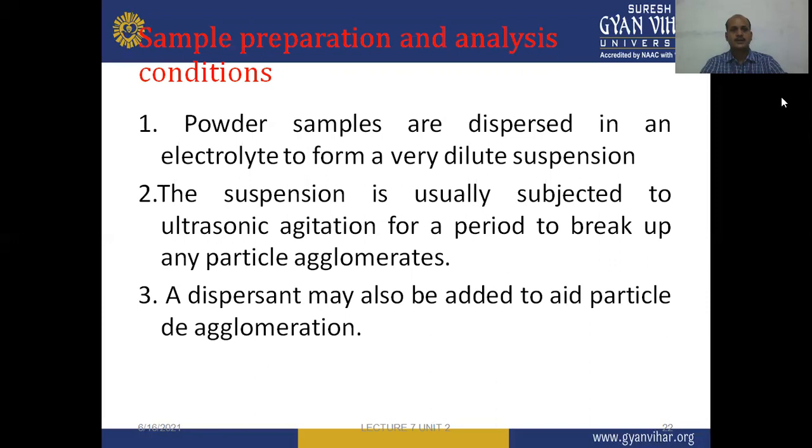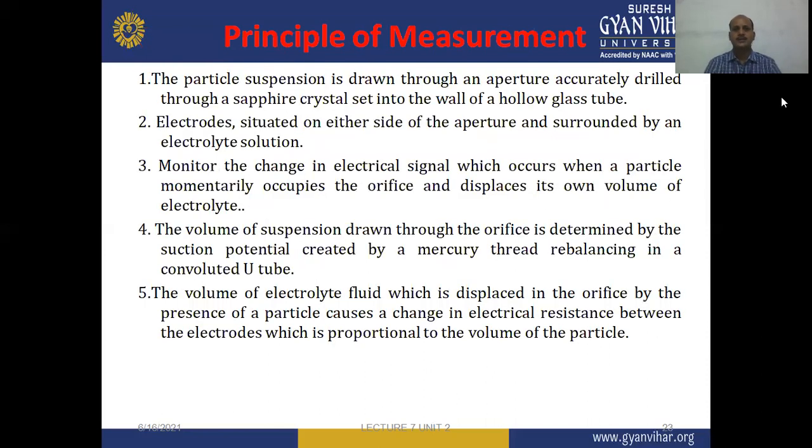So these are the conditions which are required for sample preparation and analysis through the particle volume measurement method. First, we have to prepare the dispersion in an electrolyte solution to form a very dilute dispersion. And then the suspension or dispersion is usually subjected to ultrasonic agitation for a period so that it helps to break up the particles and segregate them. We can add a dispersant to prevent agglomeration. So these are the different conditions required in this particle volume measurement method.